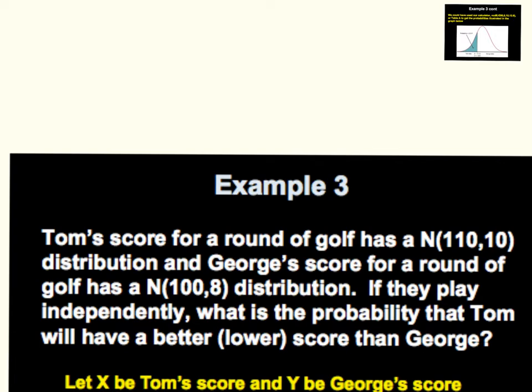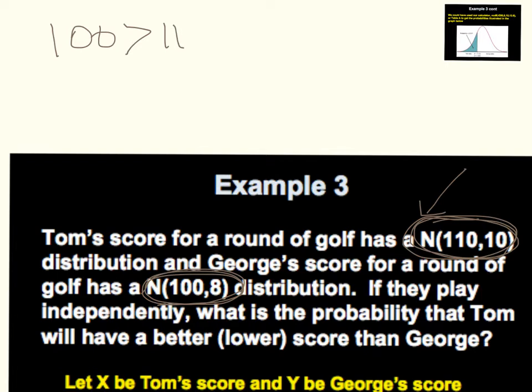Here's another example now where we're going to be combining random variables. There's going to be a slight difference, and actually that word is going to be difference. So we got an example that says Tom's score for a round of golf has a normal distribution with a mean of 110 and a standard deviation of 10. Forget what that capital N means. And George's score for a round of golf has also a normal distribution with a mean of 100 and a standard deviation of 8. Now, real quick, for anybody not familiar, 100 in golf is better than 110. So in other words, you're a better player if you have 100. The lower your score is, the better you are at golf.